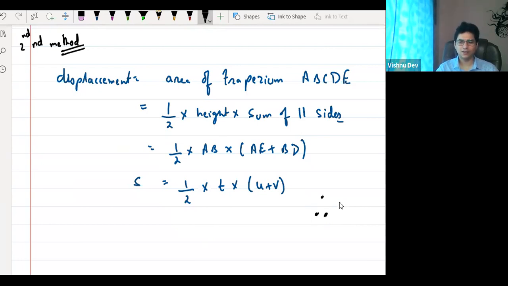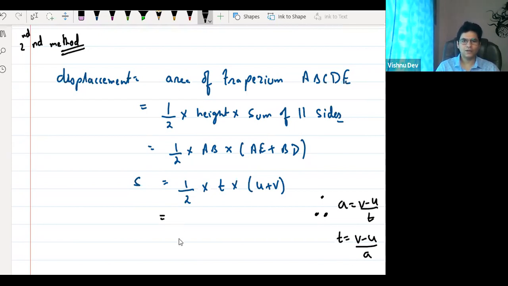Okay. Now we know that A is equal to V minus U by T. So can I say using this that T is equal to V minus U by A? Yes or no? Can I do that? A is equal to V minus U by T. Can I say so, T is equal to V minus U by A?